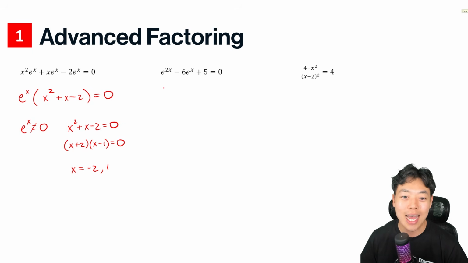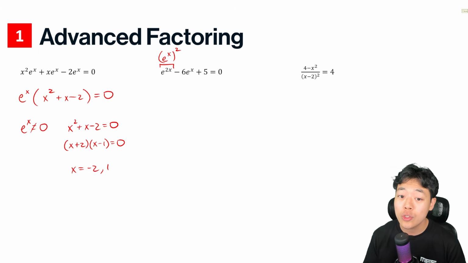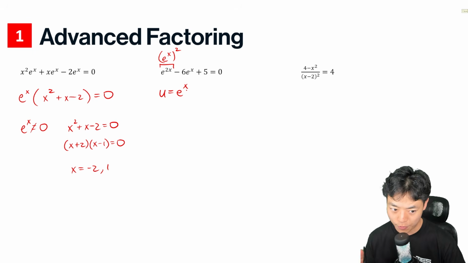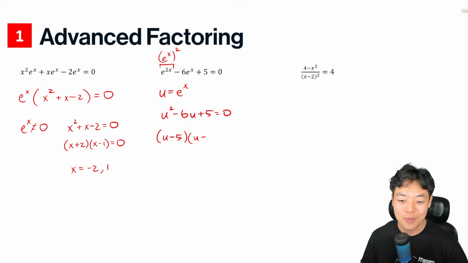Next up, we can use something called substitution. I'm going to call e to the 2x and rewrite it as e to the x, squared. Because reminder, whenever we have a power to another power, we can multiply those 2 powers. So now we have, if we set u equal to e to the x, don't forget, we're going to come back to it and solve for x later, we will have u squared minus 6u plus 5 is equal to 0. You'll realize why I'm using the variable u later on in calculus. I can go ahead and factor this out, u minus 5 times u minus 1. So u will equal 5 or 1.